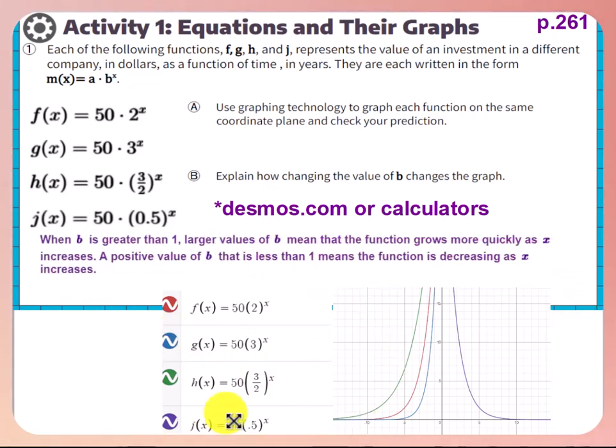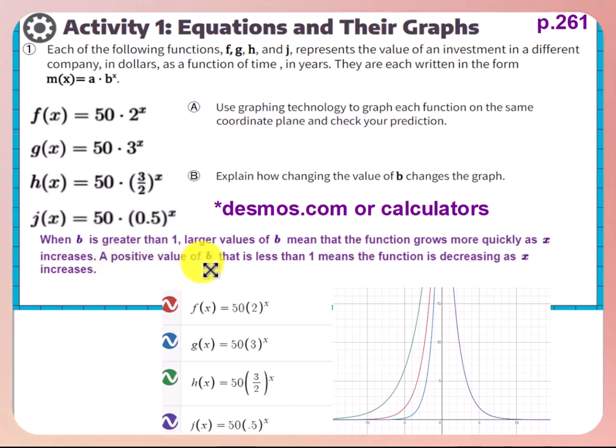All right, when b, this value here, is larger than 1, the larger values of b mean the function grows more quickly as x increases. Okay, so look at 2. 2 is going to be the red one. 3 is going to be the blue one. And 1.5, when we multiply by 1.5, is the green one. So the function is going to grow more quickly as x increases.